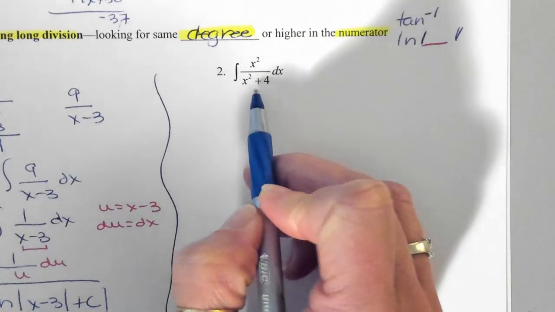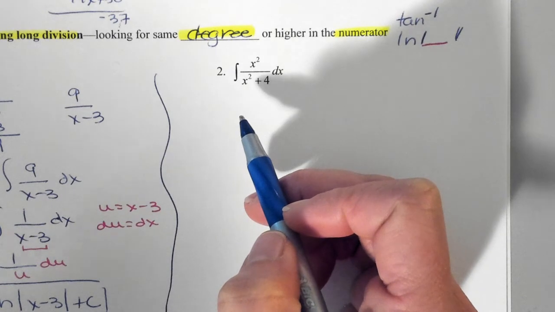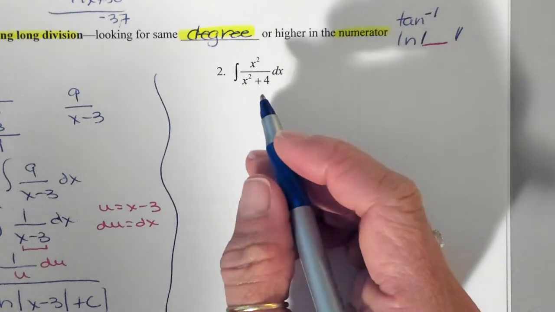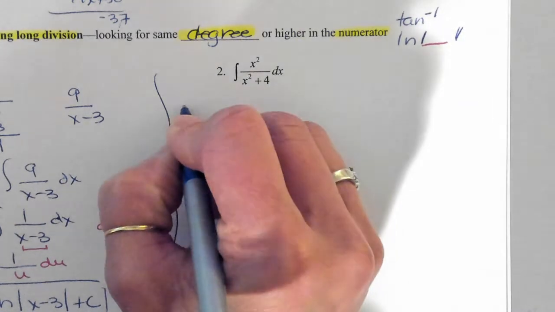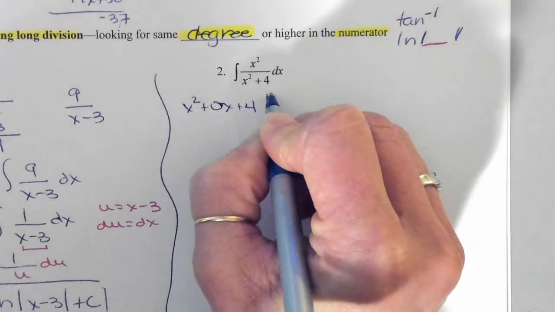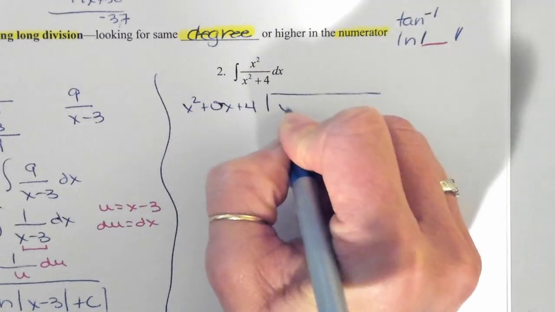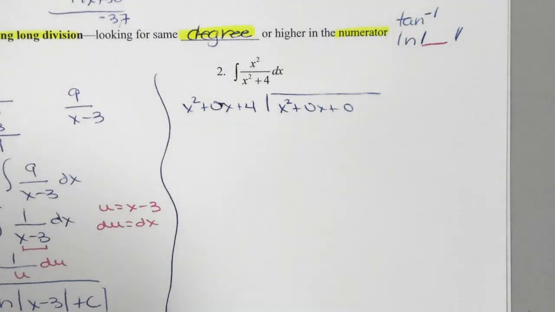What do you notice about the denominator? Is it missing anything? Yeah. It's missing an x, so you need to put a placeholder. Again, it might go away or I might not really need it, but you need to make sure that you have enough terms that will match up. So you've got x squared plus 0x plus 4 on the outside. And then on the inside, I'm just going to put x squared, 0x, and 0, just so I have placeholders.